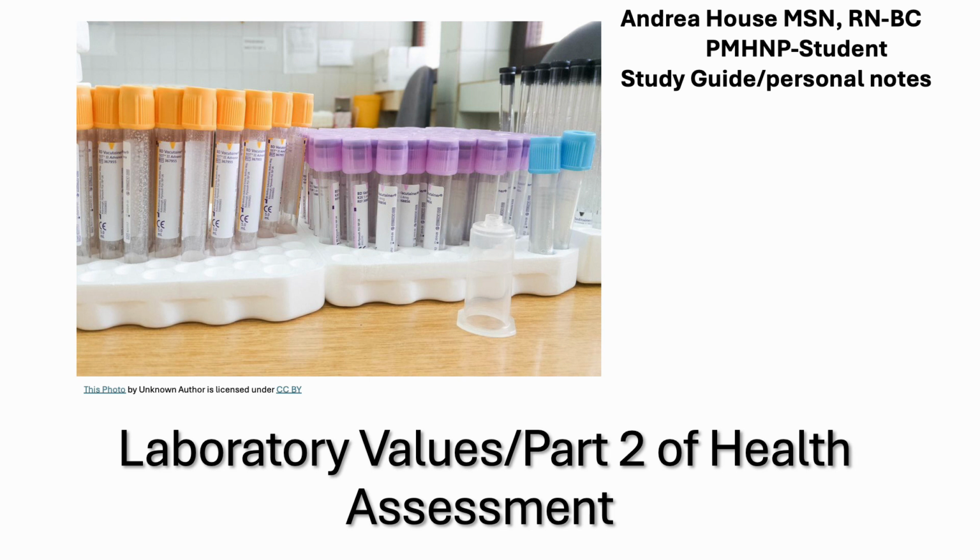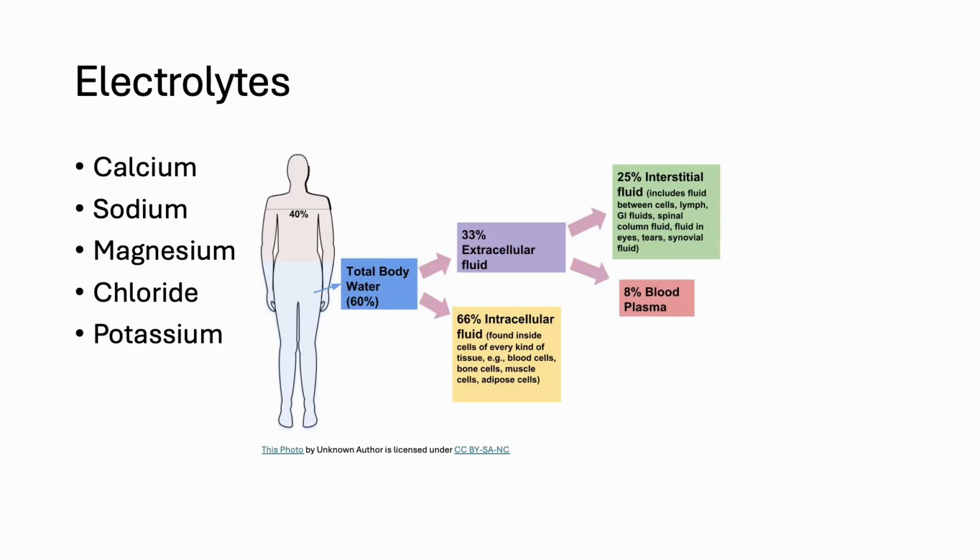So this is going to be part 2 of the health assessment chapter recap, and it does include personal notes and variations. So it's not strictly out of the book. There are my own variations incorporated into these notes. The electrolytes I'm going to be discussing are calcium, sodium, magnesium, chloride, and potassium.